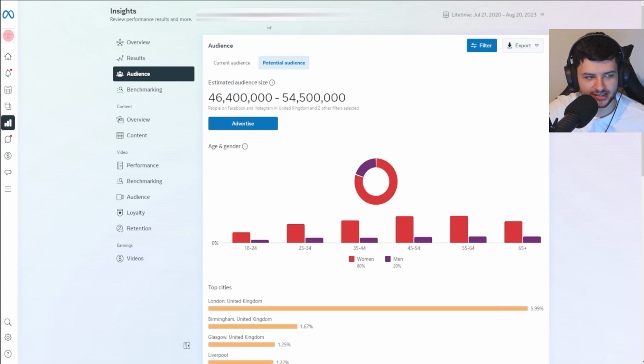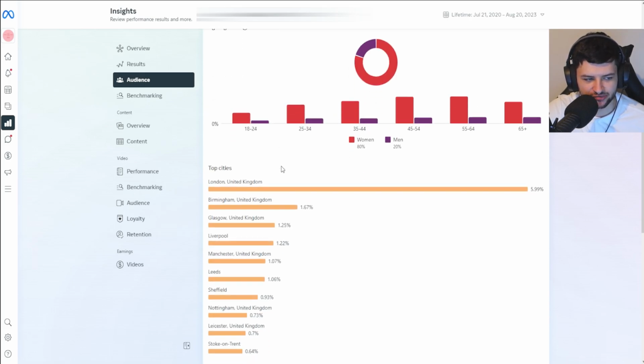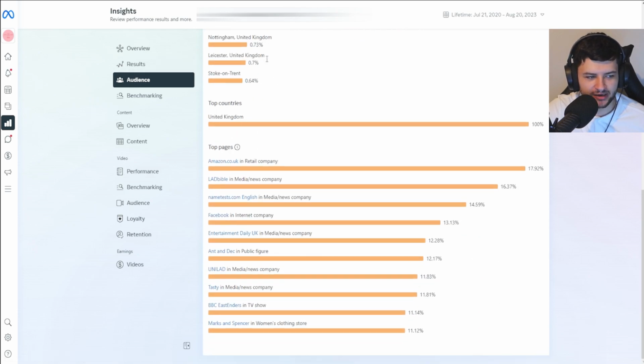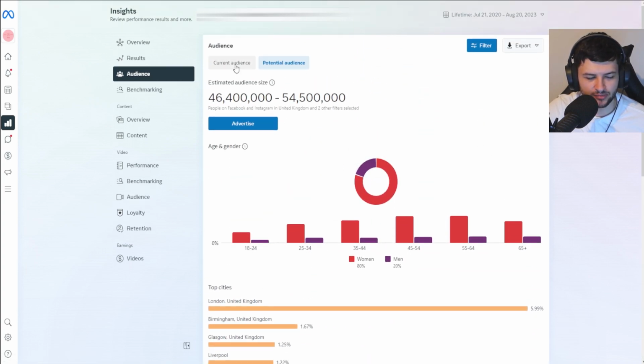So if I open this for an example and I use my ad account, which I use on Facebook, we can see the estimated audience size of people on Facebook and Instagram in the United Kingdom, 46 to 54 million. We can scroll down, we can see the age and gender of them. We can see the top cities. It's obviously going to be the capital, right? And then we can have a look at the top different pages. So we see Amazon.co.uk is the top, followed by Lad Bible, which is pretty big in the UK, and a few different other pages. So we can use these analytics to see what's happening.